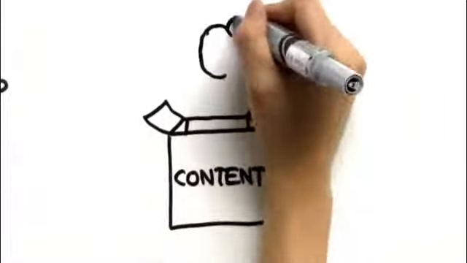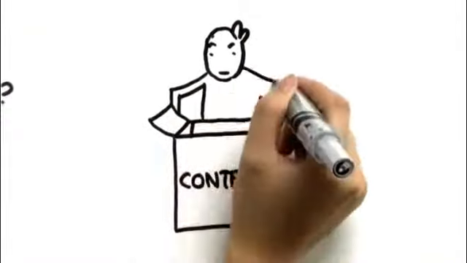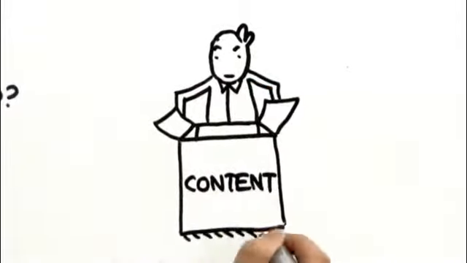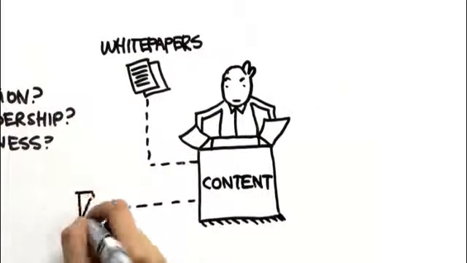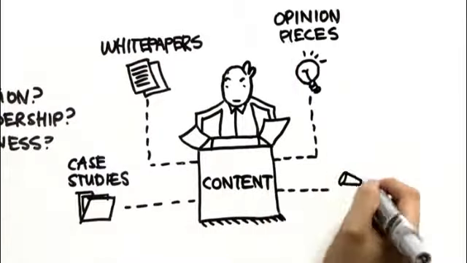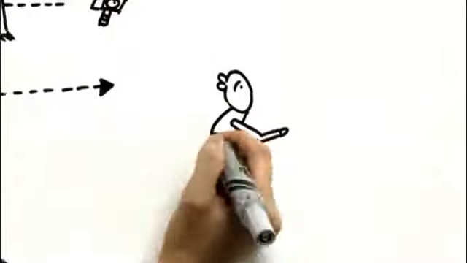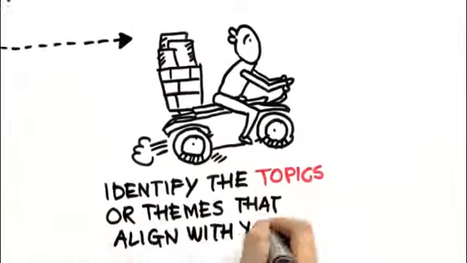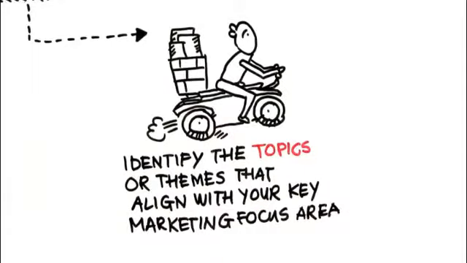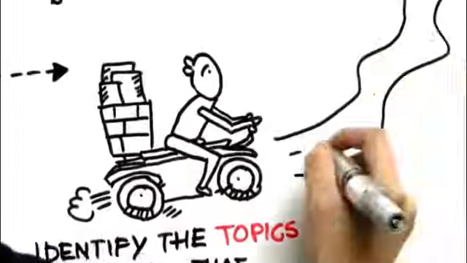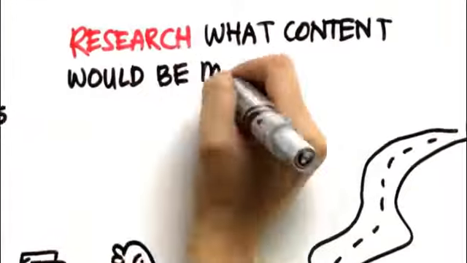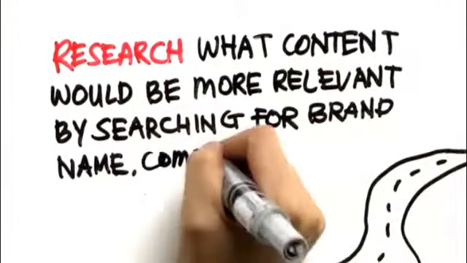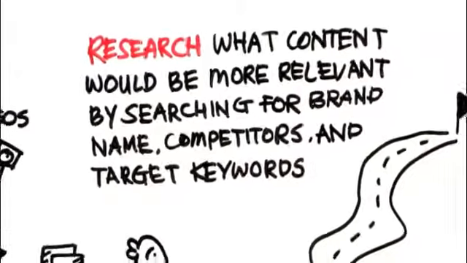Now that you know where you need to be, decide what you will do once you're there by establishing your content strategy. Begin by sourcing out existing content such as white papers, case studies, opinion pieces, and videos. Identify the topics or themes that align with your key marketing focus areas. Research what content would be more relevant by searching for brand name, competitors, and target keywords.